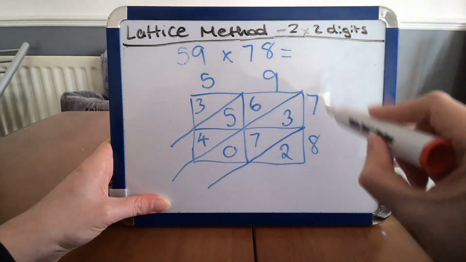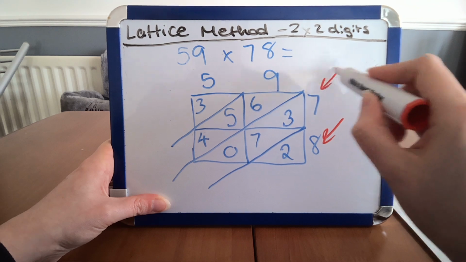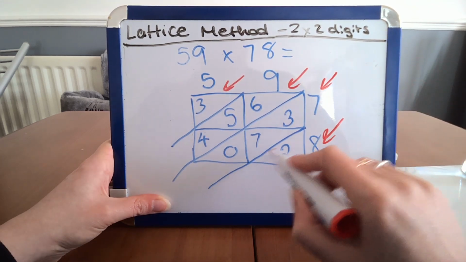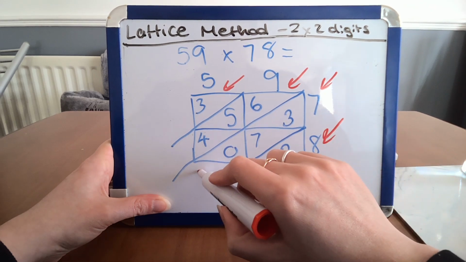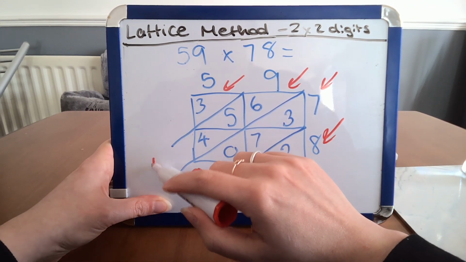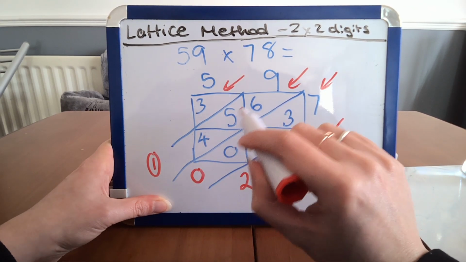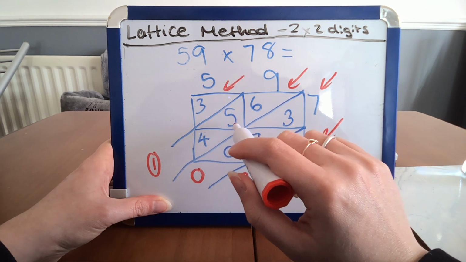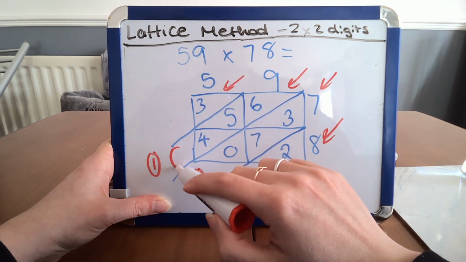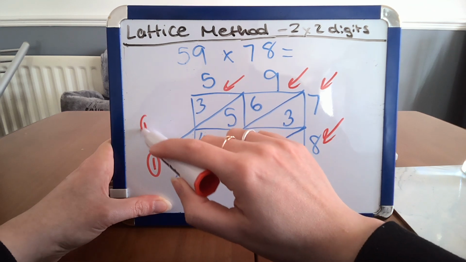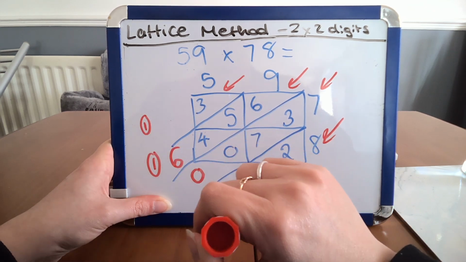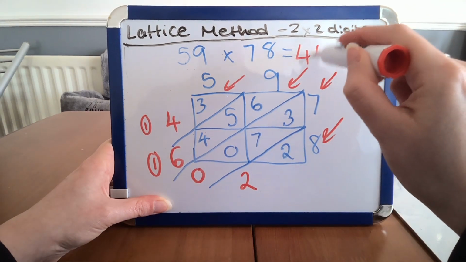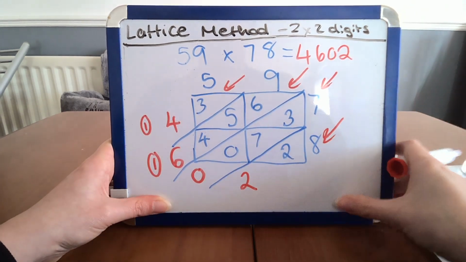I then need to add each of the individual sections together diagonally. So 2, this is 10, so 0 goes here, and my 1 gets carried over. 6 plus 5 plus 4 is 15, plus 1 more makes 16, so my 6 goes here and my 1 gets carried over from 16. 3 plus 1 is 4, so my answer is 4,602.